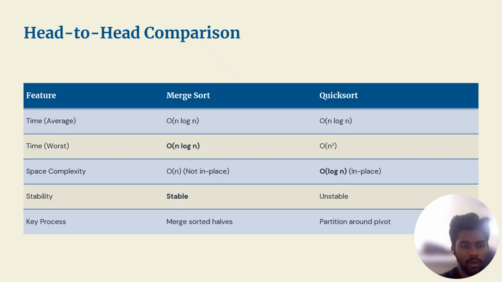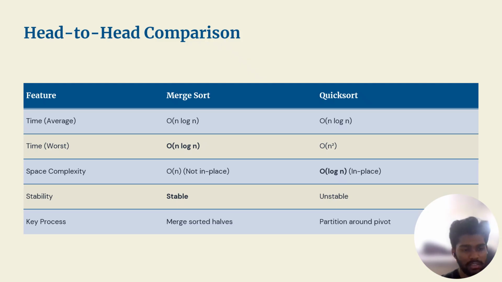Earlier we saw how Mergesort works and how Quicksort works. Now let's head on and compare the two. In the average case, both are order of n log n, and both algorithms divide the array into two halves and process all the elements. In the worst case, Mergesort is still order of n log n and guaranteed, but Quicksort is order of n square, which happens when we constantly pick bad pivots, like the smallest or largest element, and already sorted arrays.